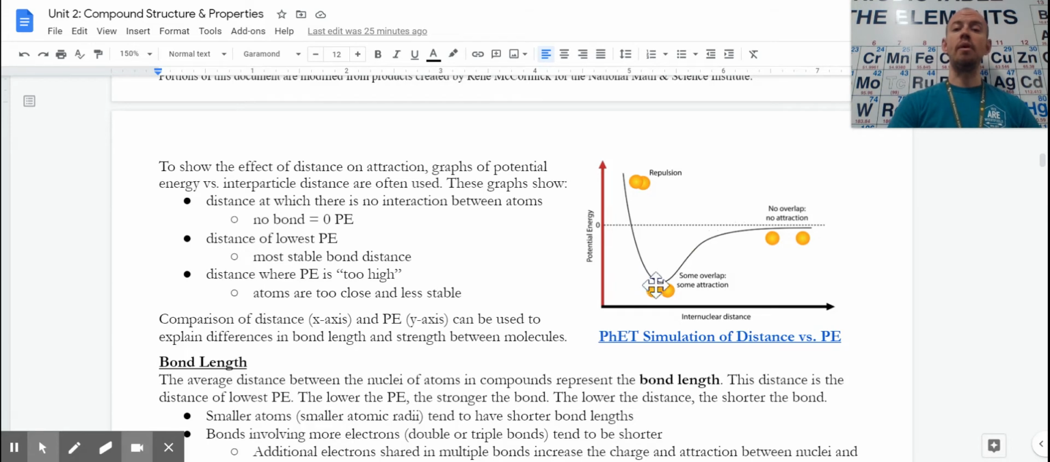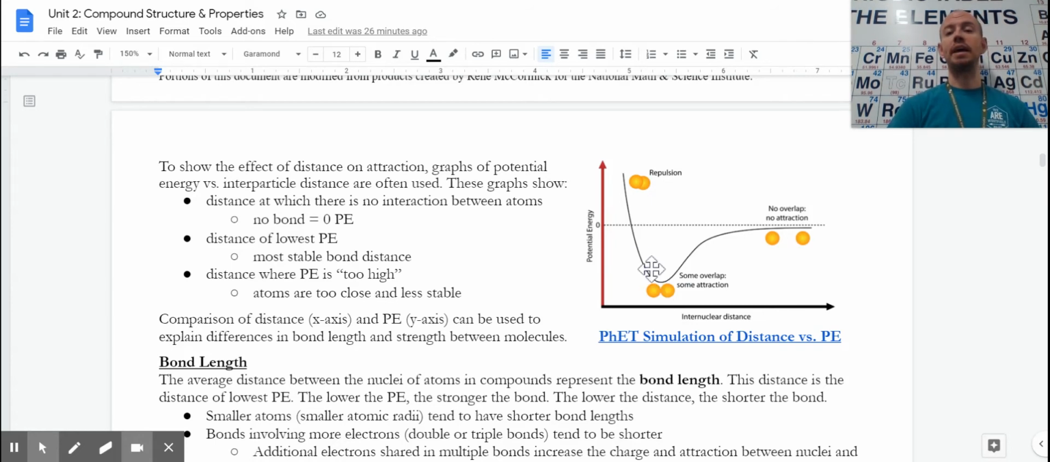The lowest point here is the distance at which they are most stable, the distance where there is some overlap and we have the most attraction. Here it says some attraction. Really, I would describe here as some attraction, here as some attraction. Right there is our maximum attraction, that bottom point.